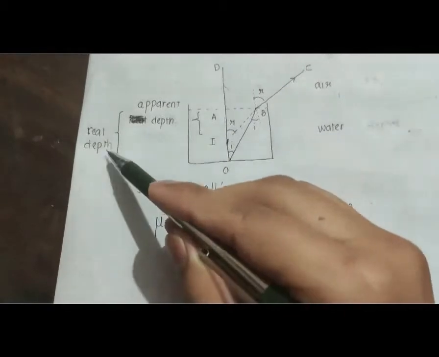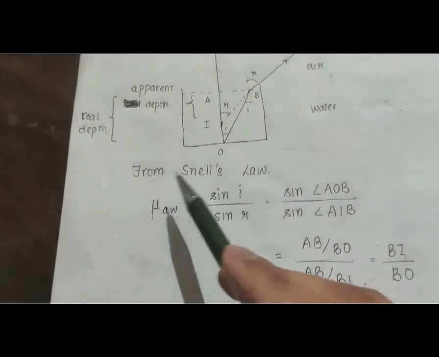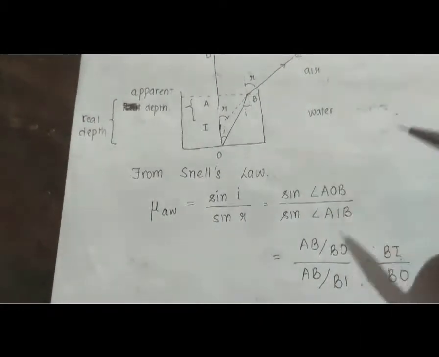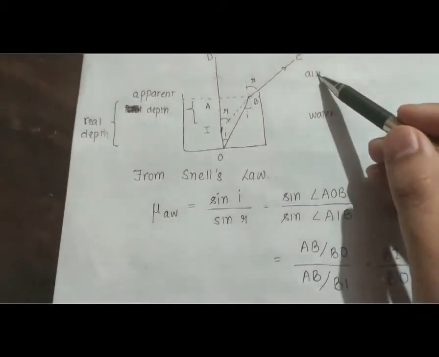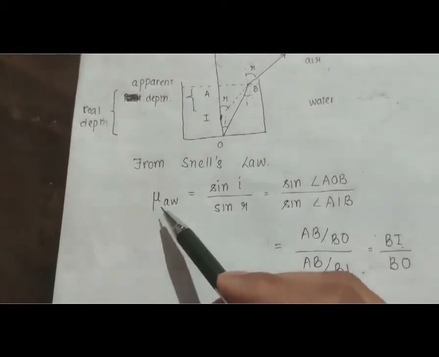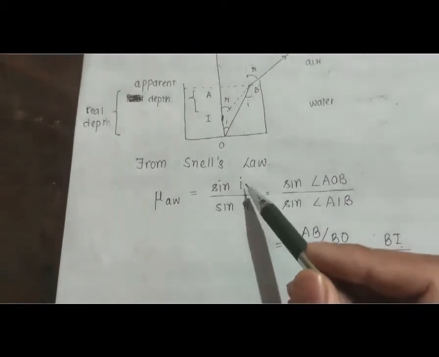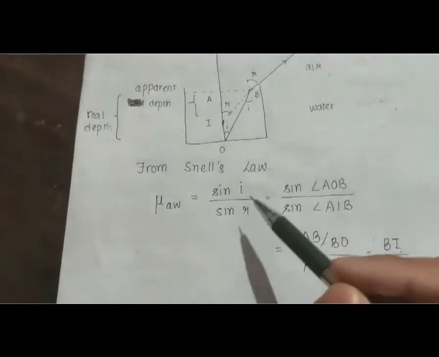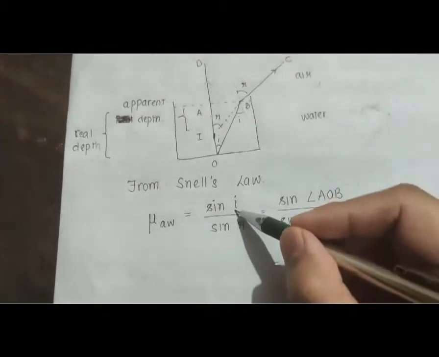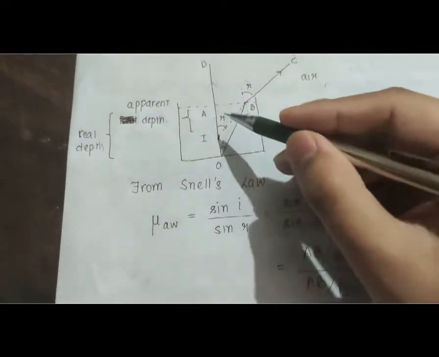So now we will show this using our derivation. Now coming to our derivation from Snell's law. We know from Snell's law, as our light is moving to which medium? Air. From which medium? Water. So I'll write down refractive index of air with respect to water equals sine of I divided by sine of R. Now which is your sine of I? It is your A.